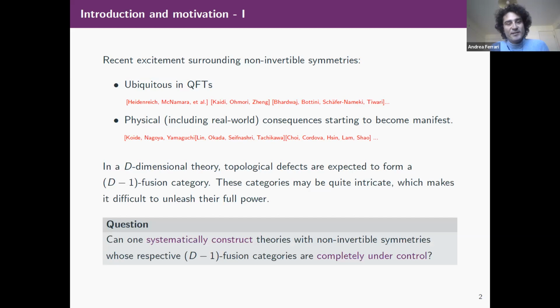Now, in general, in a d-dimensional theory, we expect topological defects to form a (d-1)-fusion category. So in general, this is what we would expect our non-invertible symmetries to be generated by. But these categories may be quite intricate, and this can make it very difficult to unleash their full power. So one of the motivations for this talk is to answer the question: can one systematically construct theories in some ways whose non-invertible symmetries and the respective (d-1)-fusion categories are completely under control?